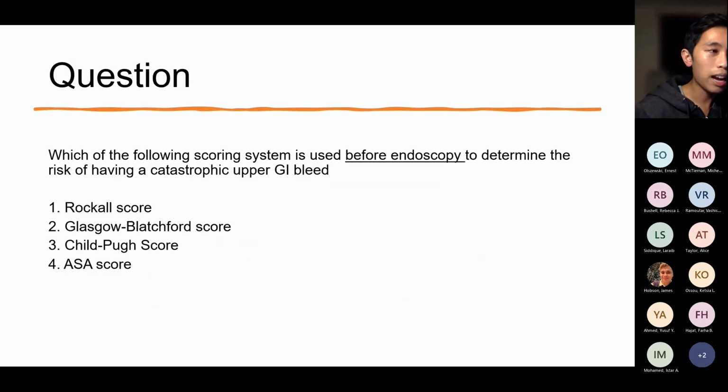So she has an upper GI bleed, and we want to score her risk. So which of the following scoring systems is used before endoscopy to determine the risk of having a catastrophic GI bleed?